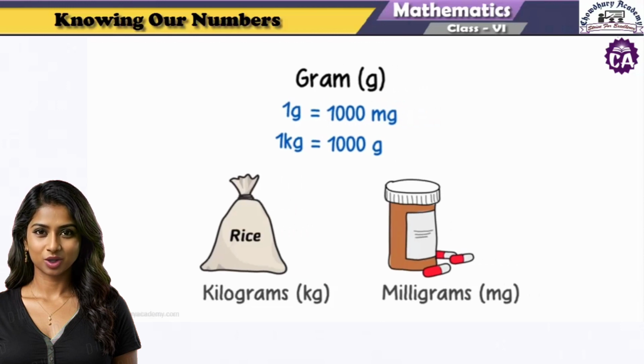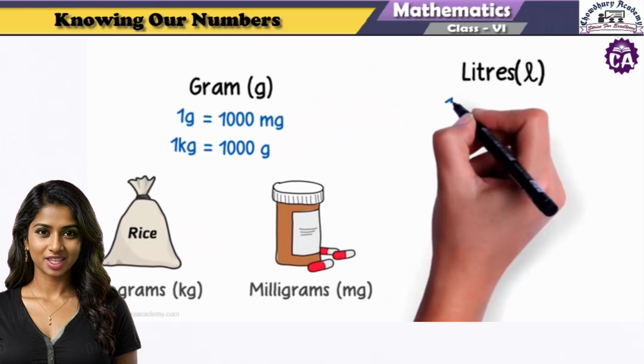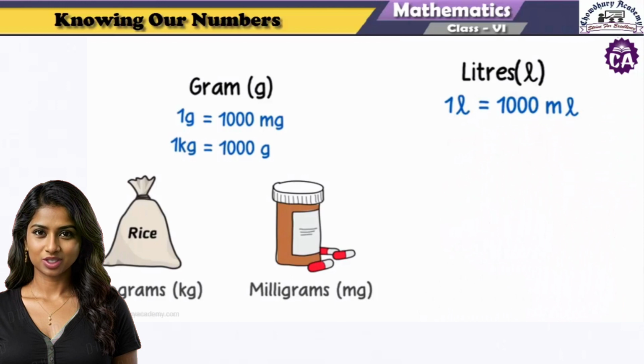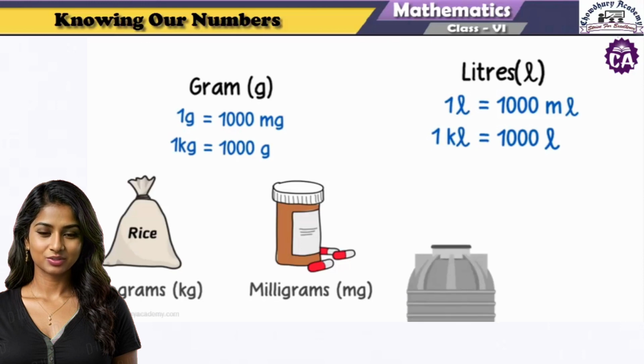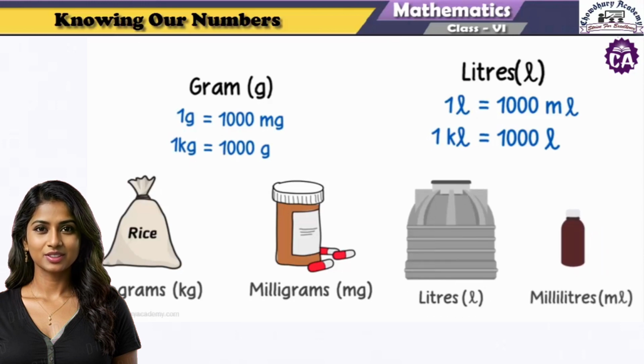How do we measure the quantity of liquid? Yes, we use liters. And 1 liter is 1000 milliliters. Though we do have something called kiloliters, it's not used often. When we want to measure the capacity of a water tank, we use liters. But you would have also seen small bottles of capacity 200 milliliters. So based on the applications, we use the units accordingly.